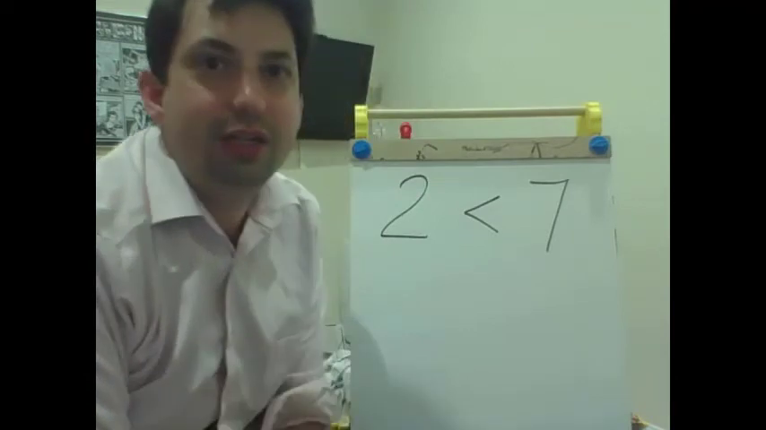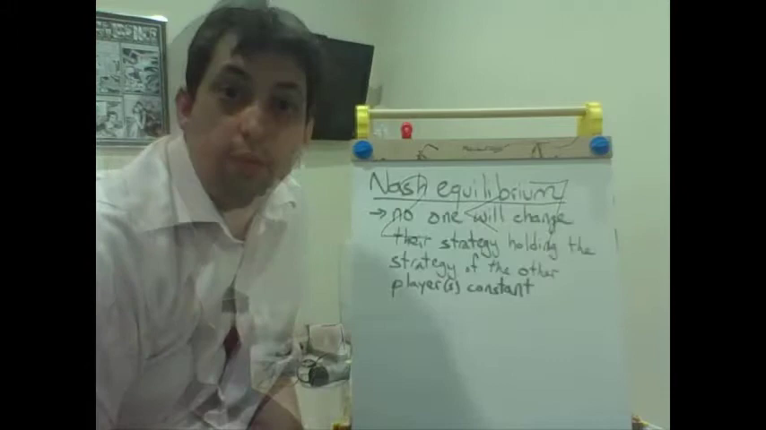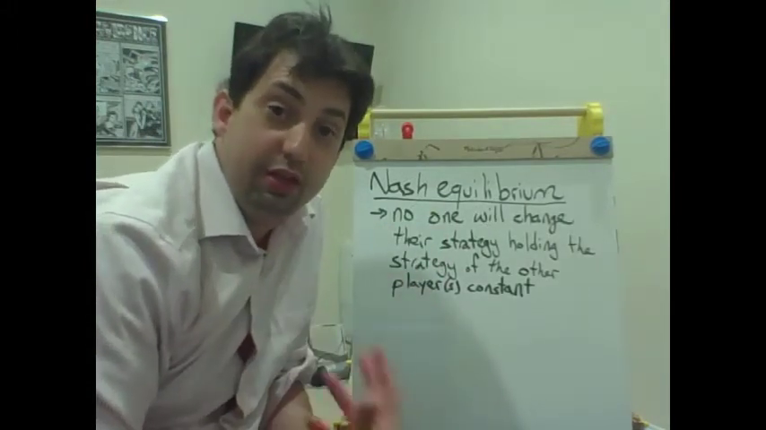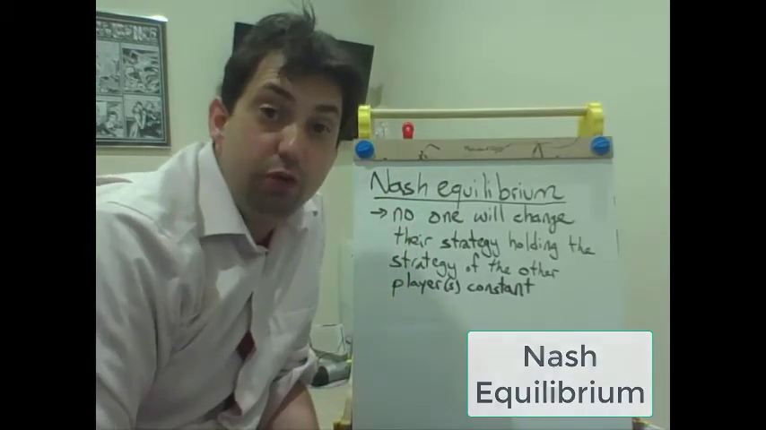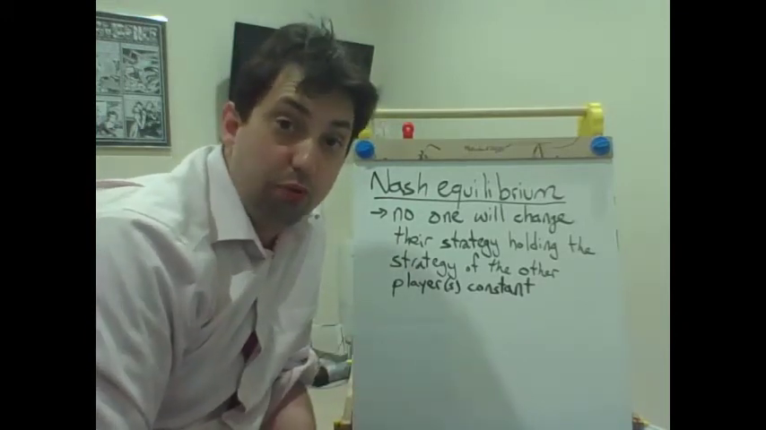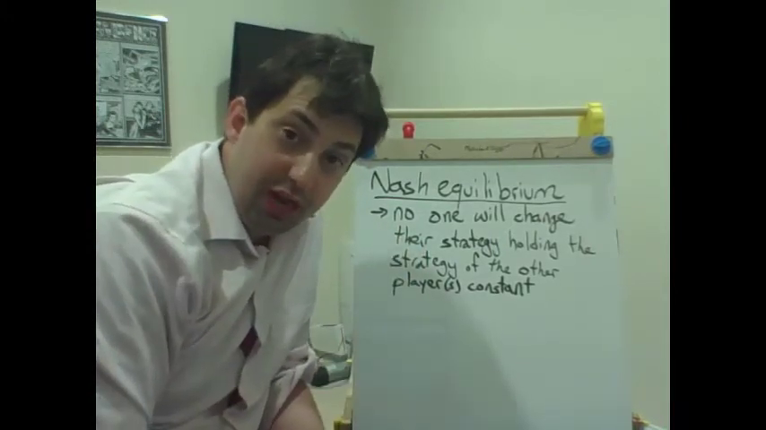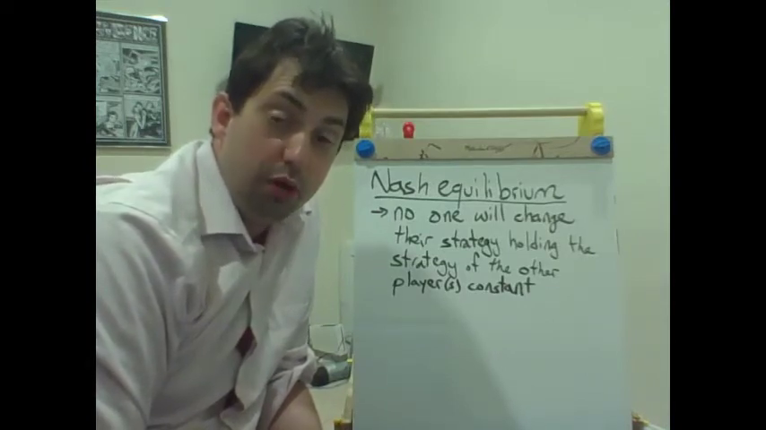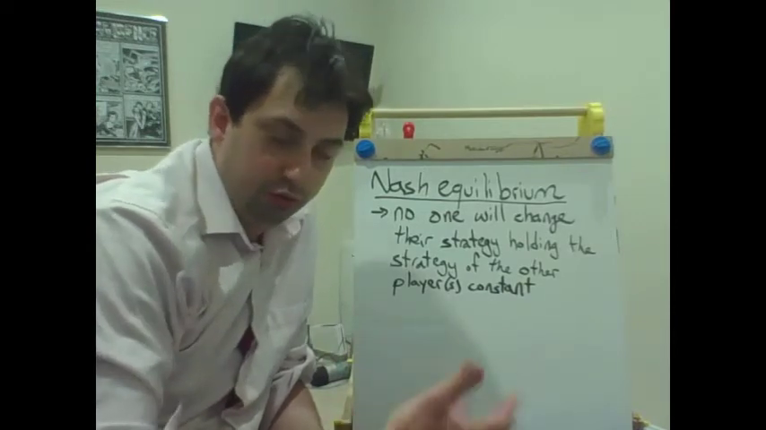But before we do, we have to go over one more bit of terminology. In order to master game theory, you have to really internalize this idea of Nash equilibrium. Right? In order to figure out what happens, you effectively find the Nash equilibrium, or Nash equilibria, as there could be more than one. It's named after its founder, John Nash, a name I mentioned before, and it simply describes a state where no one will change their strategy, holding the strategy of the other player or players constant.